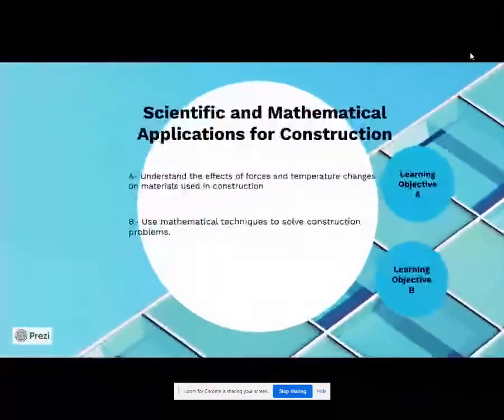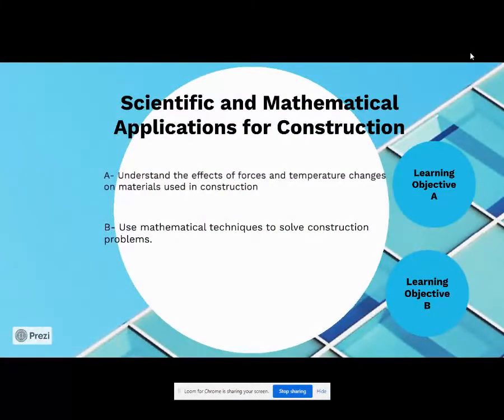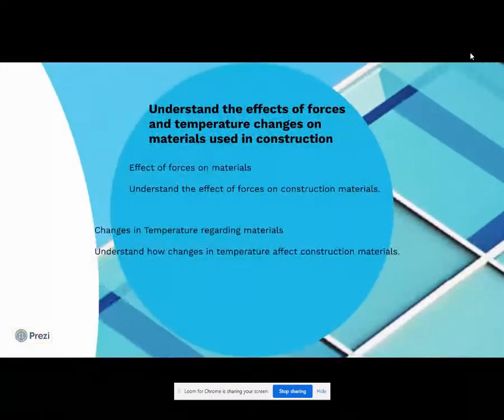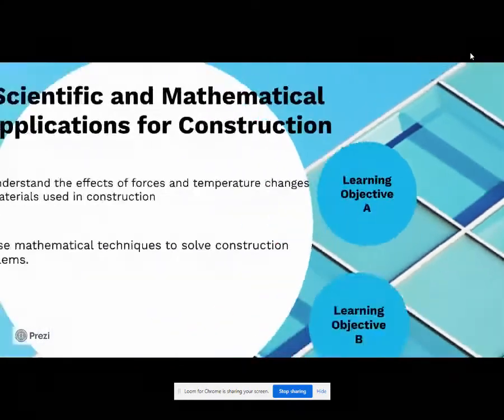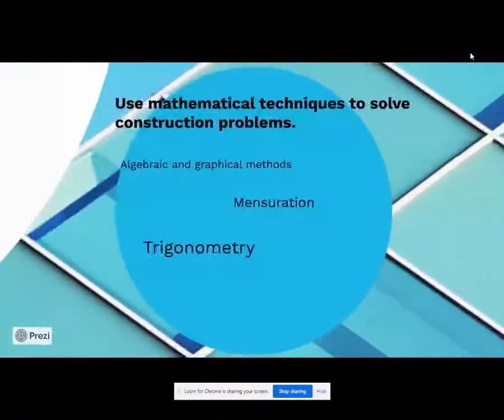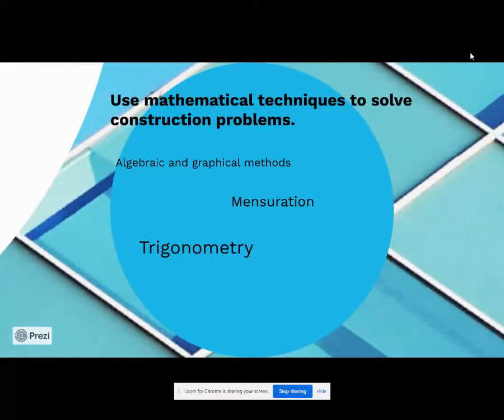So unit 3 is scientific and mathematical applications for construction. This again is a piece of coursework, and so what you need to do for this is first of all know and then be able to write about the effects of force on materials and change in temperature regarding materials. The second part of the coursework, you then actually need to be able to answer scenarios using algebraic and graphical methods, trigonometry, so different scenarios with regards to buildings that we put in front of you, and you need to be able to answer these.